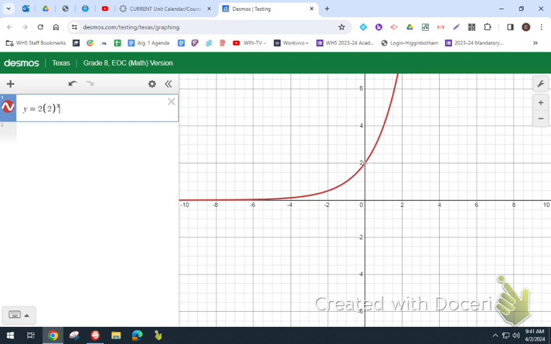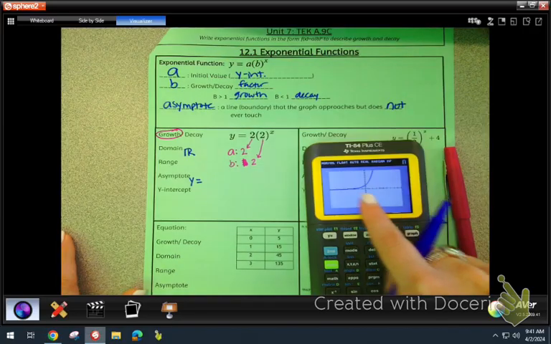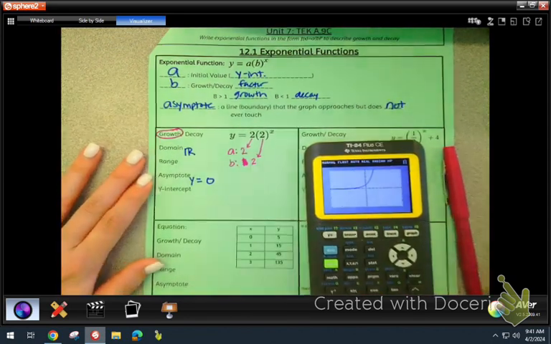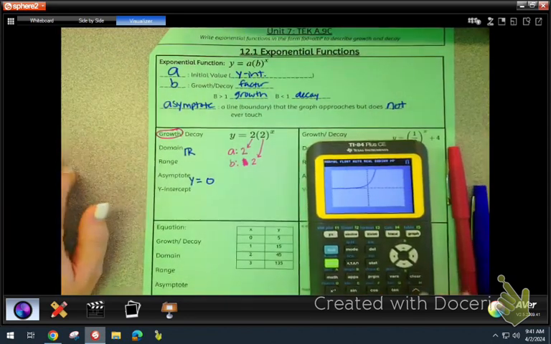What y value? Oh, 0. So this is going to be y equals 0. Again, y'all, that's pretty common that it's going to be at 0. So y equals 0. Now, Roman, I said I would show you on your calculator here.